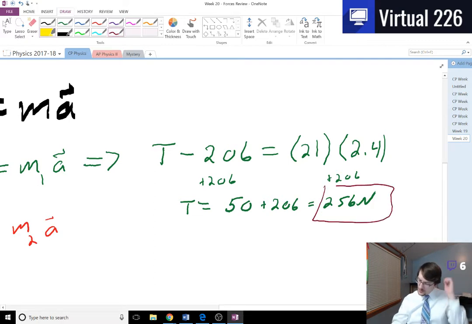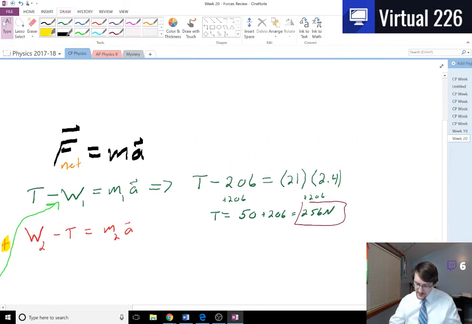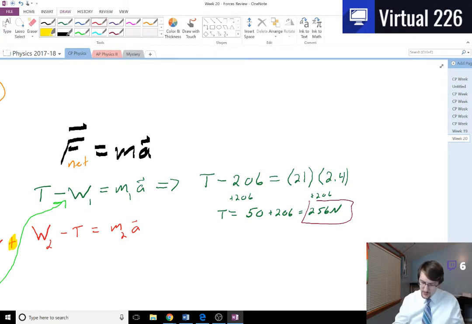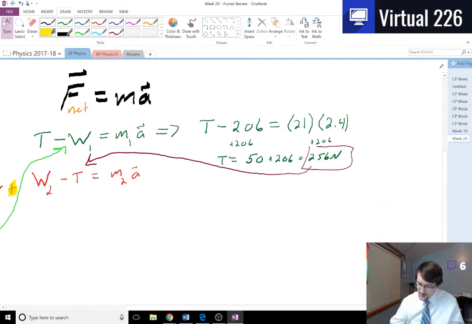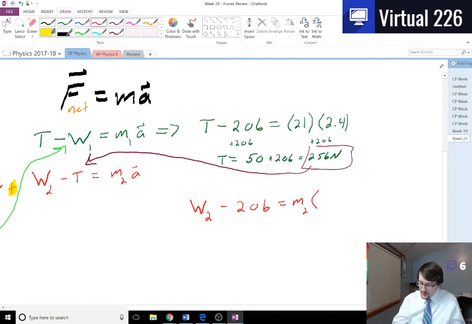That's nice. What we can do with this tension, though, is for our second equation, we can plug it in there. Because we know this tension, we can take it and dump it over. This is kind of our putback. So for our second equation, we can say that the weight of the second box minus 206 equals the mass of the second box, which we don't know, totally unknown to us, times a known acceleration of 2.4, because both of these objects are going to have the same acceleration. It's a rigid system, they're going to be moving together.